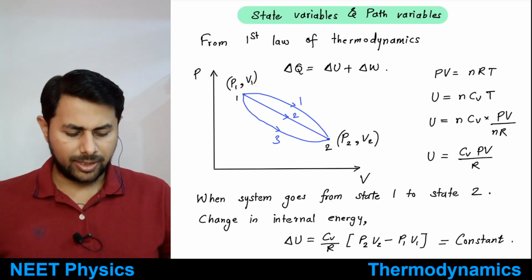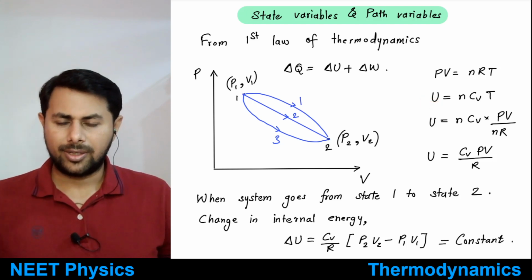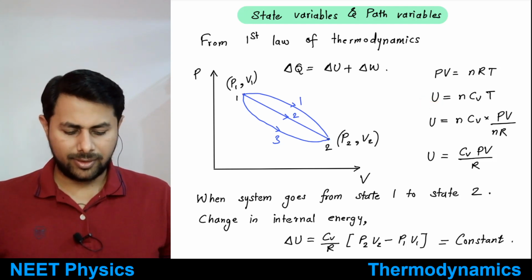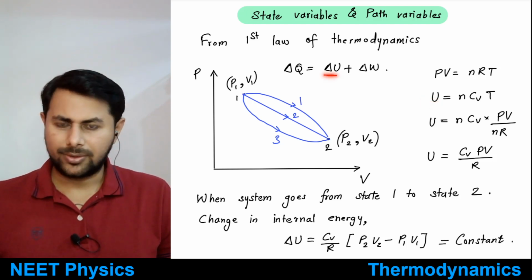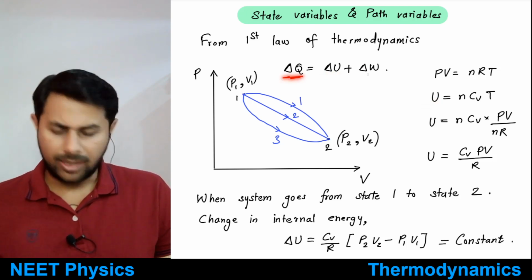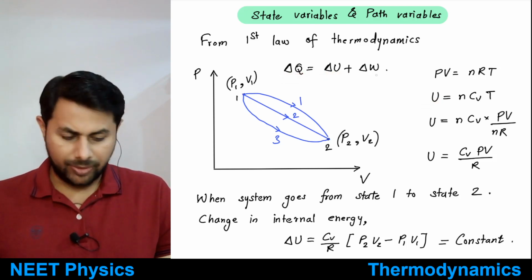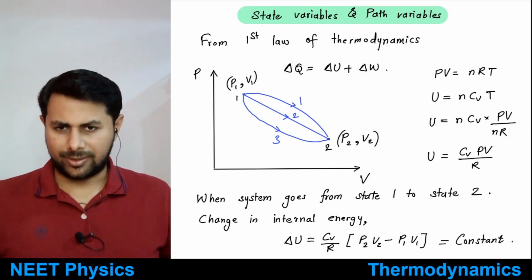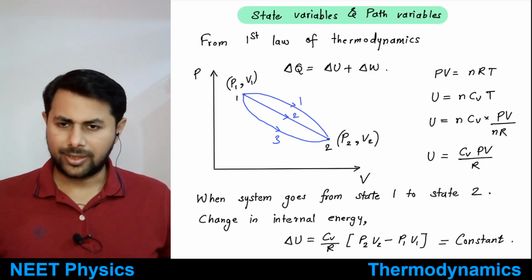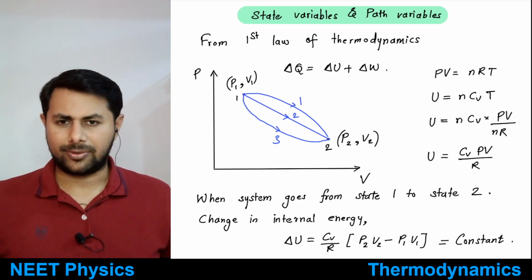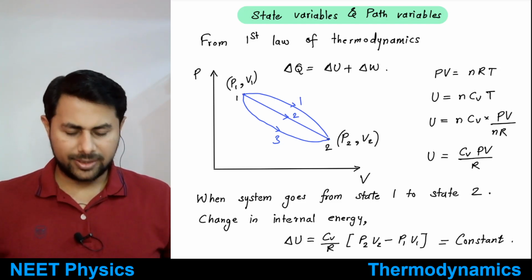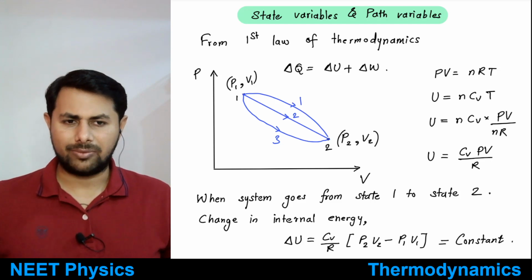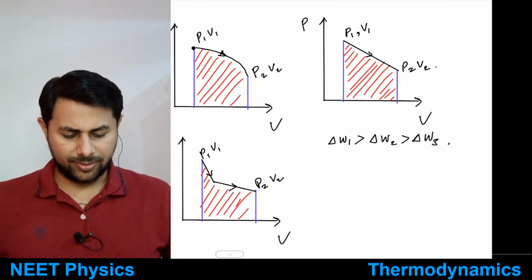Therefore the internal energy is also what? A state variable. Okay, internal energy is also a state variable, but the amount of heat absorbed or given away and the work done, these are not state variables, they depend on the path. Okay, they depend on the path followed. So this thing is clear, state variables and path variables, everyone? Yes, no?